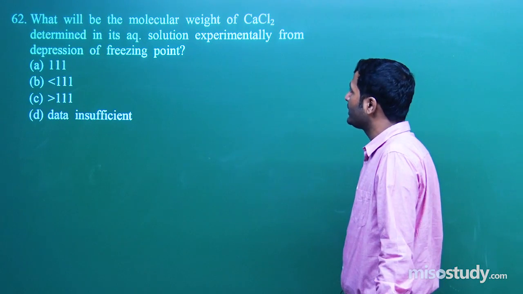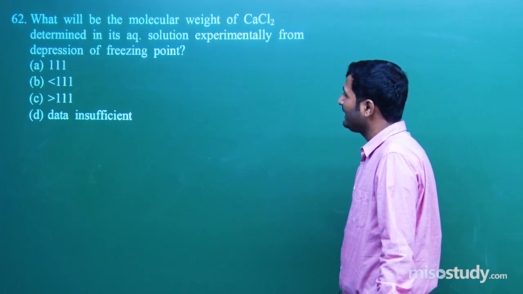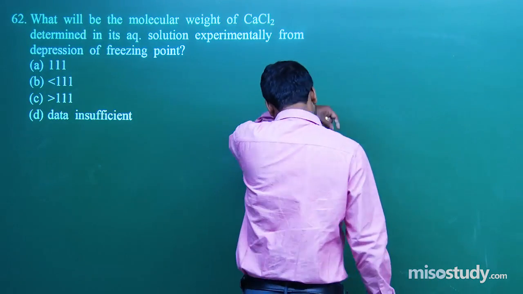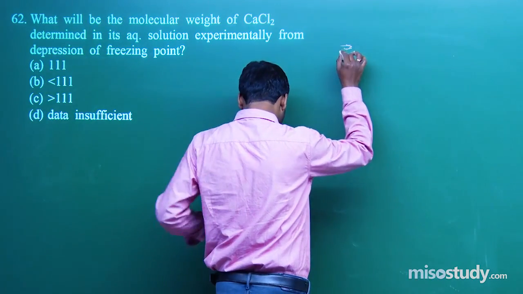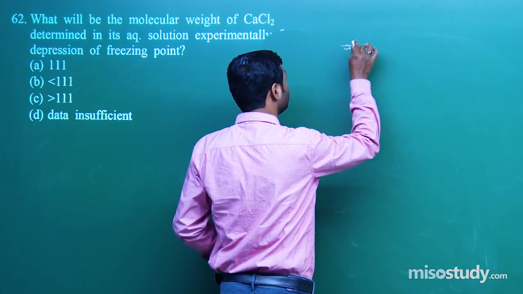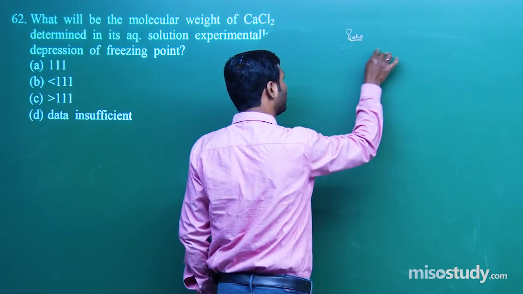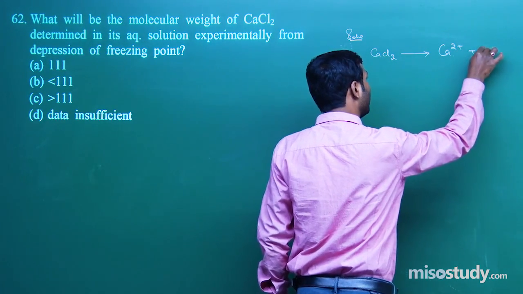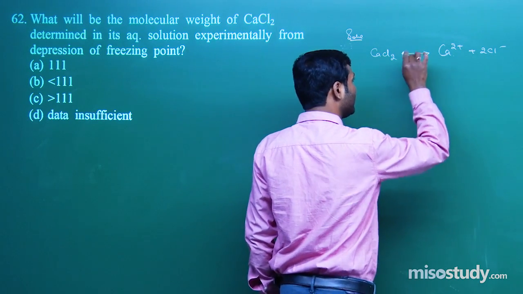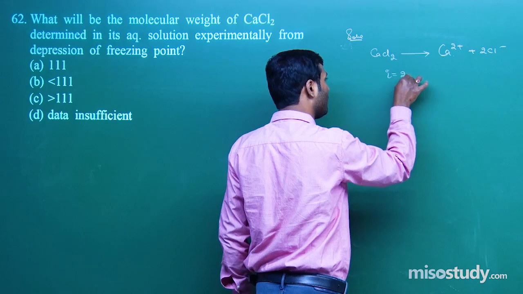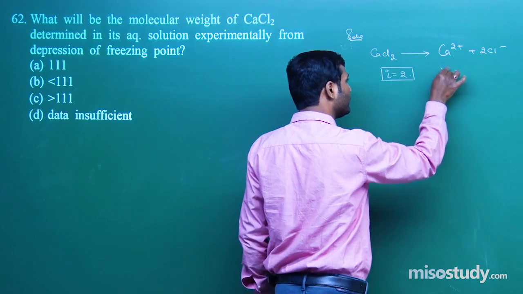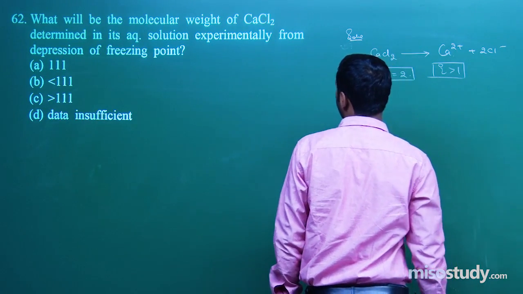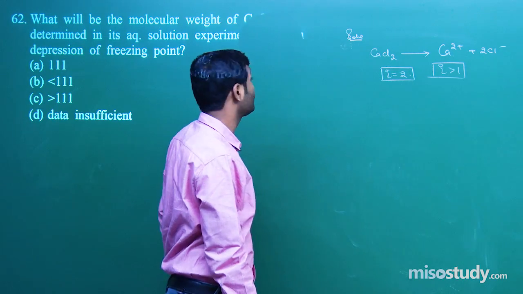What will be the molecular weight of CaCl2 determined in its aqueous solution experimentally from the depression of freezing point? Now in this case, as we know, CaCl2 is an electrolyte. CaCl2 dissociates like this, Ca2 plus and 2Cl minus. Clear? If complete dissociation takes place, then the value of i is equal to 2. It shows that i is greater than 1. Now they are asking what will be the molecular weight of CaCl2 determined in aqueous solution experimentally.